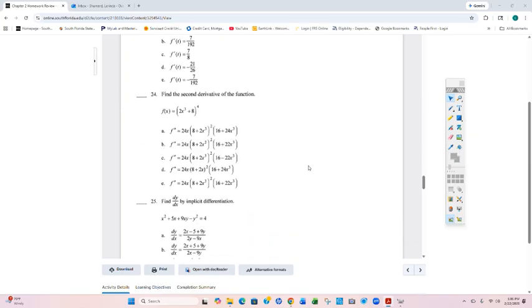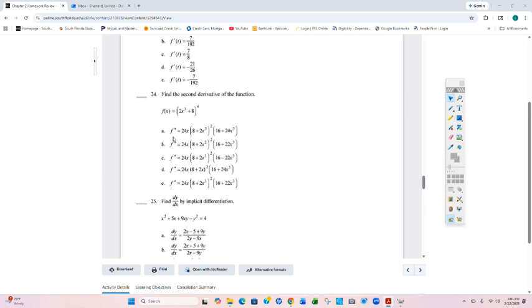Number 24, find the second derivative of the function f of x equals, open parenthesis, 2x cubed plus 8, close parenthesis, to the 4th power. So 2x cubed plus 8 in parentheses to the 4th power. You are looking for the second derivative.